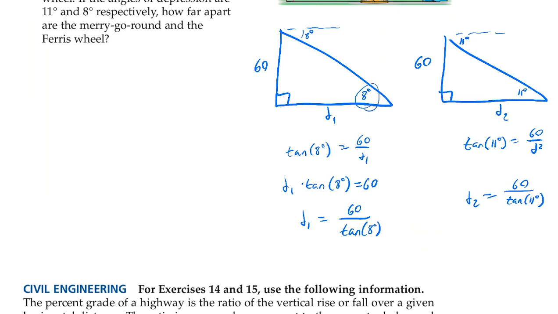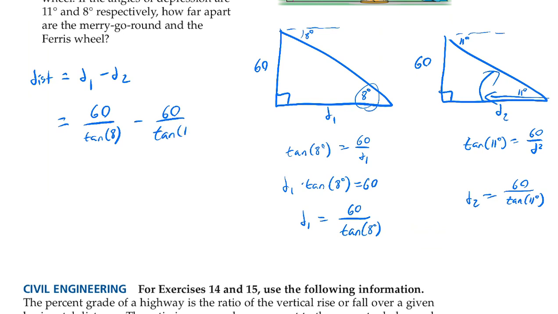This one is a smaller angle, so it's further away. So this is the longer distance. Here we're closer to the tower, so we have a bigger angle we're looking up at. But, I mean, whatever. If you're subtracting a negative, you did it backwards. And so the distance between them is d1 minus d2, or in other words, 60 over tangent of 8 degrees minus 60 over tangent of 11 degrees. So that's the exact expression. And then we could approximate it, saying that's 60 divided by tan of 8, and then all that minus 60 divided by tan of 11.